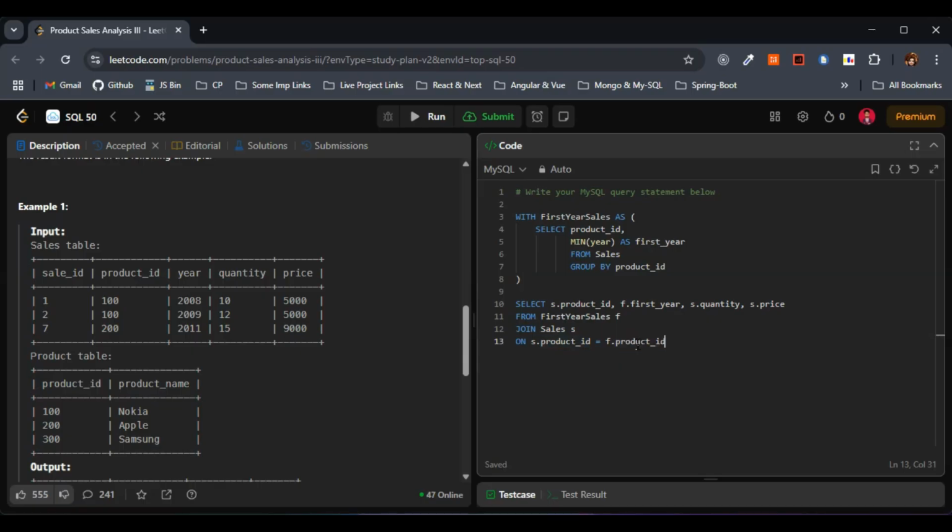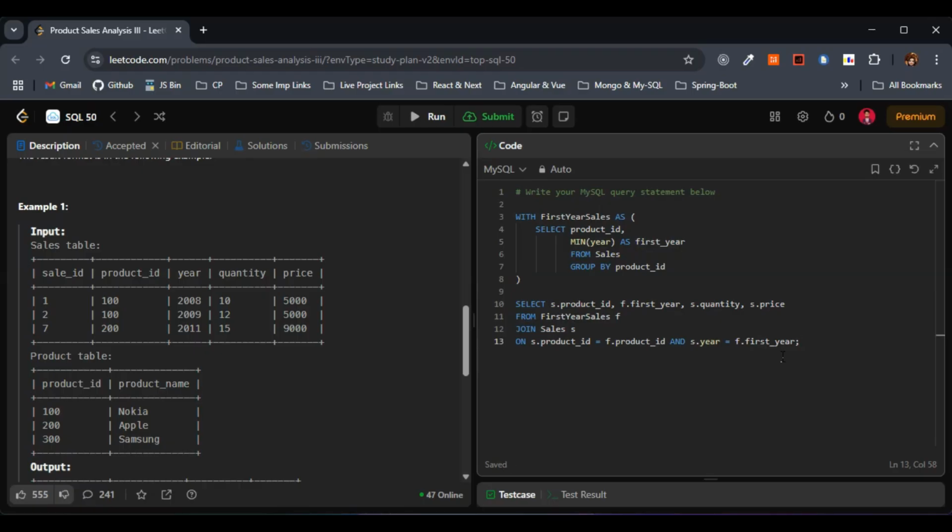So let me copy the same thing. It was already copied, I think. This is fine. And year, we have to consider first year, right? S dot year equals f dot first year. Where is first year? First underscore year we have considered. Let me paste the same thing over here. So this is it for the query.